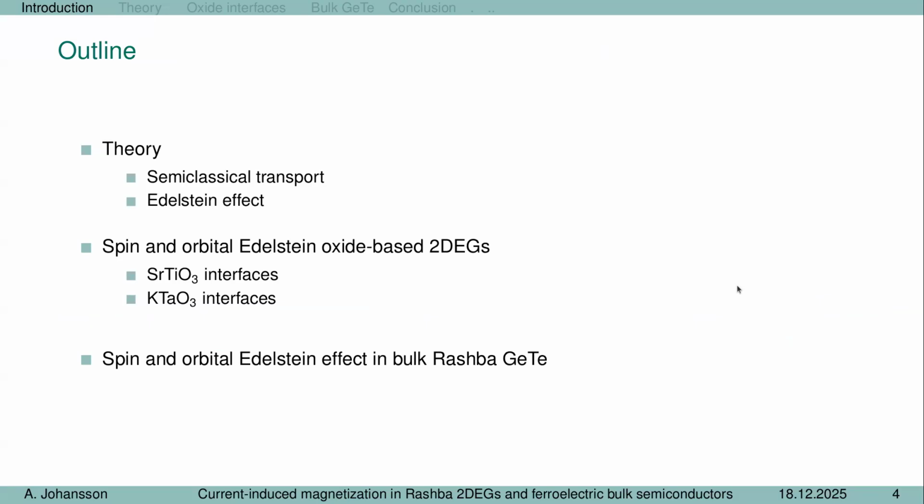So in this talk, I'm planning to provide you some introduction into the theory we are using, which will help us to better understand the existence of the Edelstein effect. And then I will introduce two material classes which are very promising for the realization of the Edelstein effect, namely oxide-based two-dimensional electron gas, so interfaces between oxides. And I will also talk about the Edelstein effect in a bulk material, in a ferroelectric semiconductor, germanium telluride.